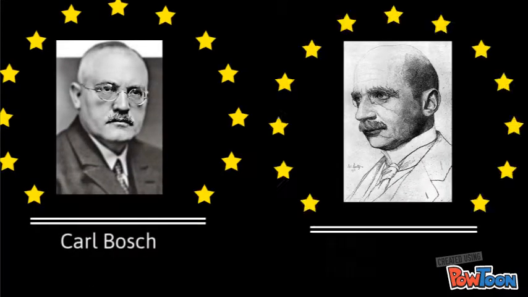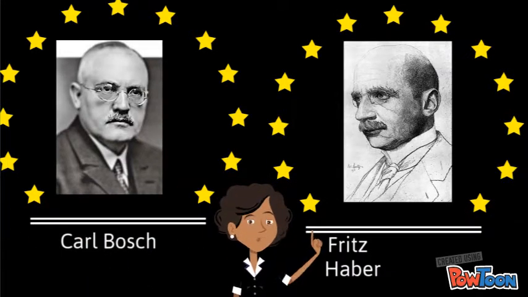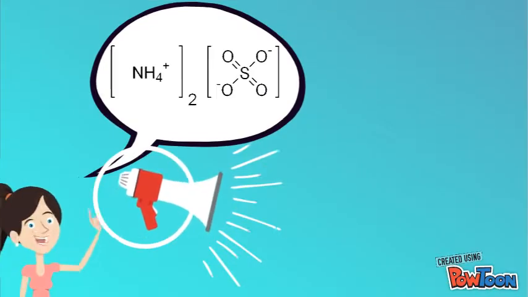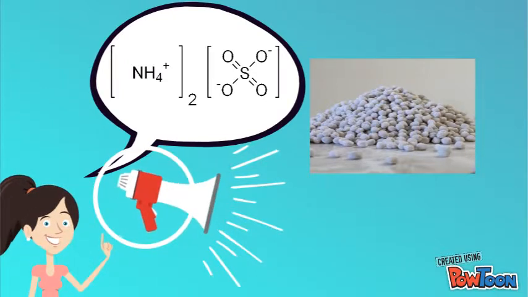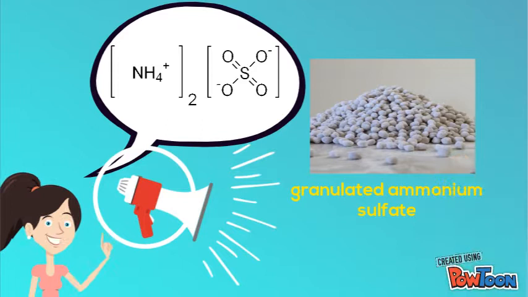From 1913, ammonia became important in the manufacturing process of nitrogen fertilizer around the world. Ammonium sulfate is a chemical compound with this formula. It was one of the first nitrogen fertilizers used in crops.